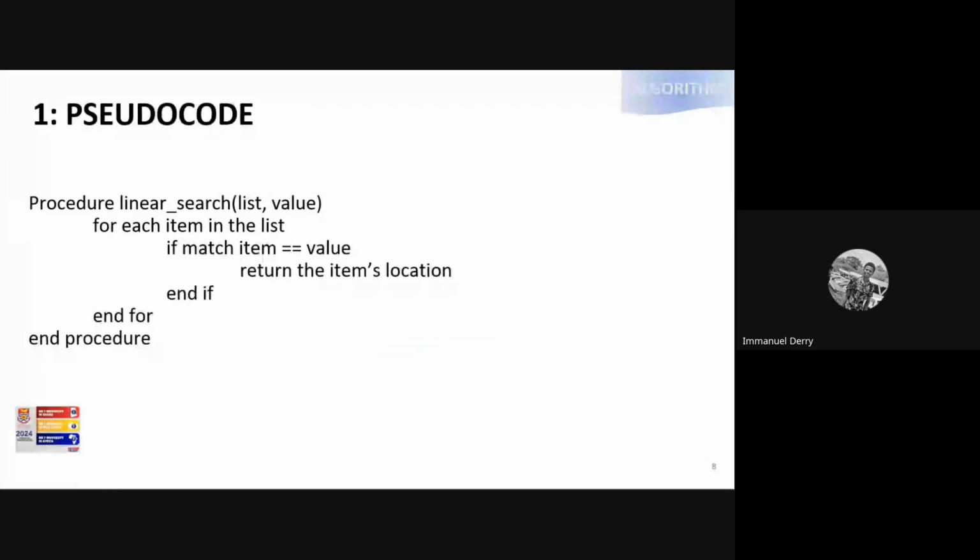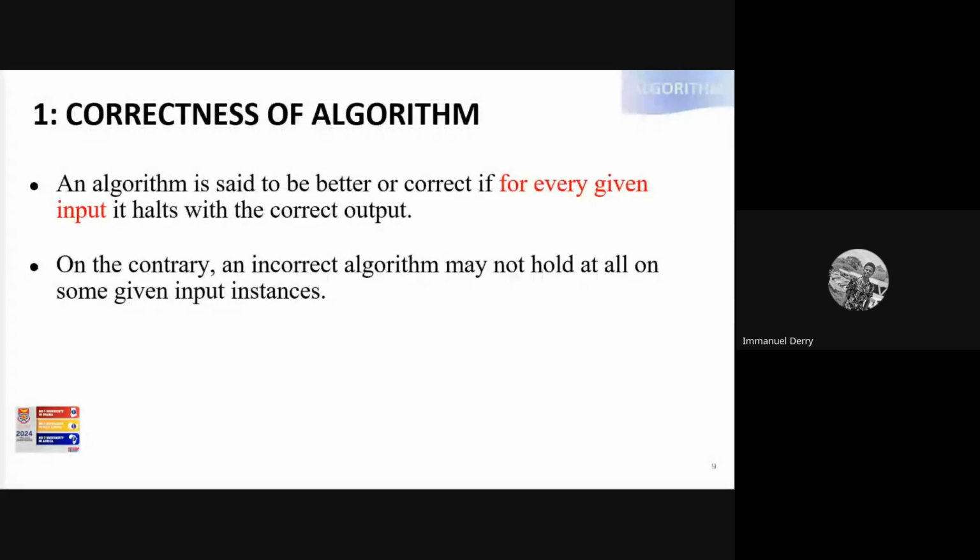All right, and then we moved on and spoke about correctness of an algorithm. And we said that for every given input to an algorithm, it must halt and also return the correct information or output.